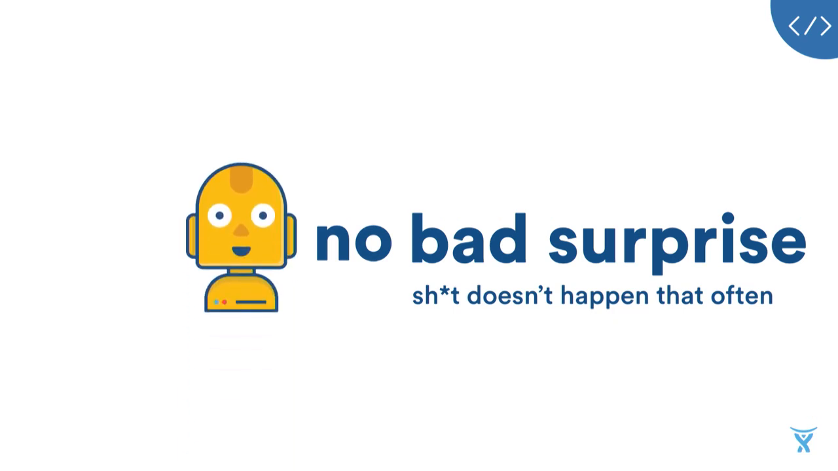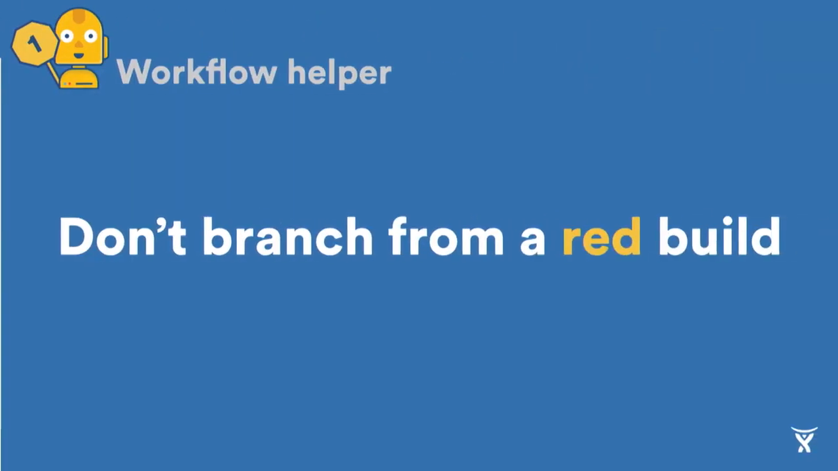We have this Git hook that you are not allowed to branch from a red build. If there's a red build on the master branch, we check it when you create a branch. What's the build status of the master branch? If it's red, you cannot create the branch. So don't branch from a red build. That is our first little workflow helper.